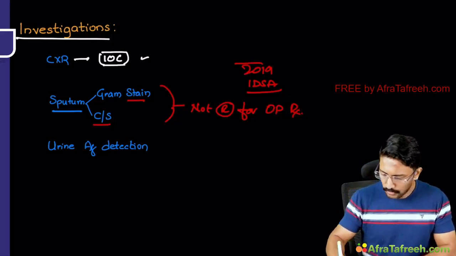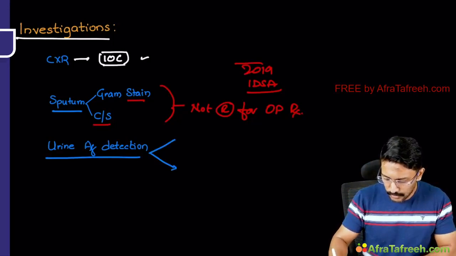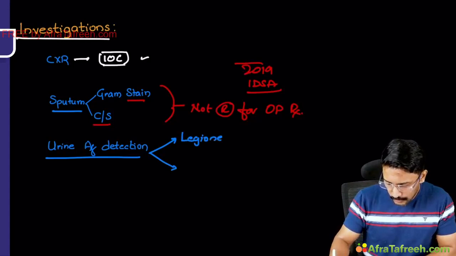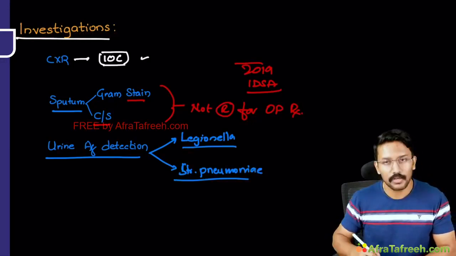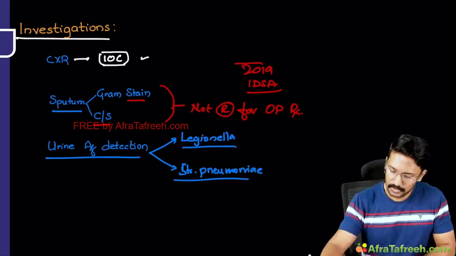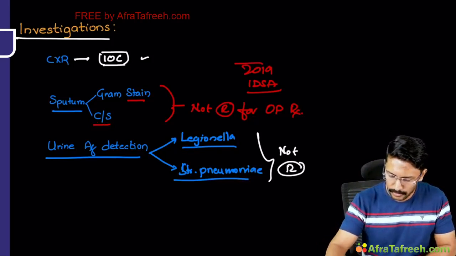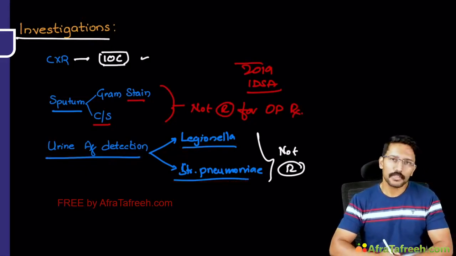Okay. Then you can also do urine antigen detection for infections. Which infections can be detected using urine antigen? Yes, Legionella pneumophila and Streptococcus pneumoniae or pneumococci, right? These can be detected using urinary antigen. Now, what is the recommendation? The recommendation says no need, not recommended right now. But from the microbiological perspective, we should know that urinary antigen detection is possible for Legionella and Streptococcus pneumoniae. Right now, it is not recommended.